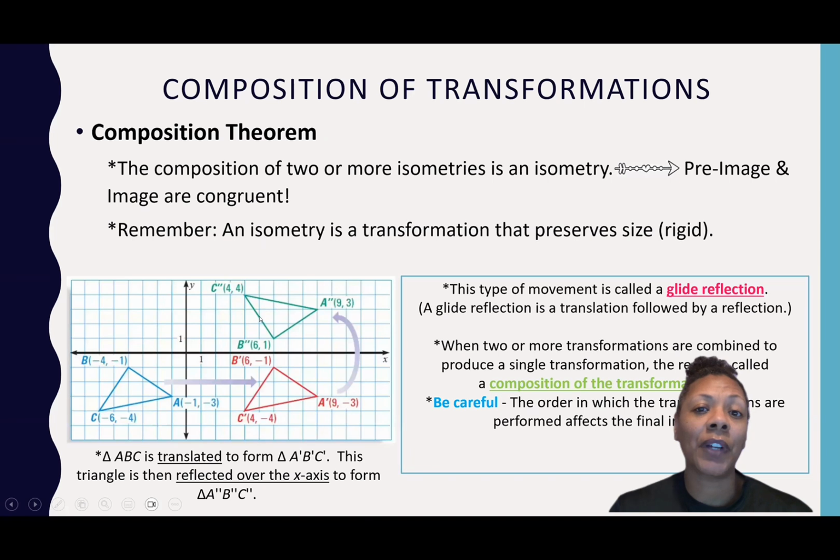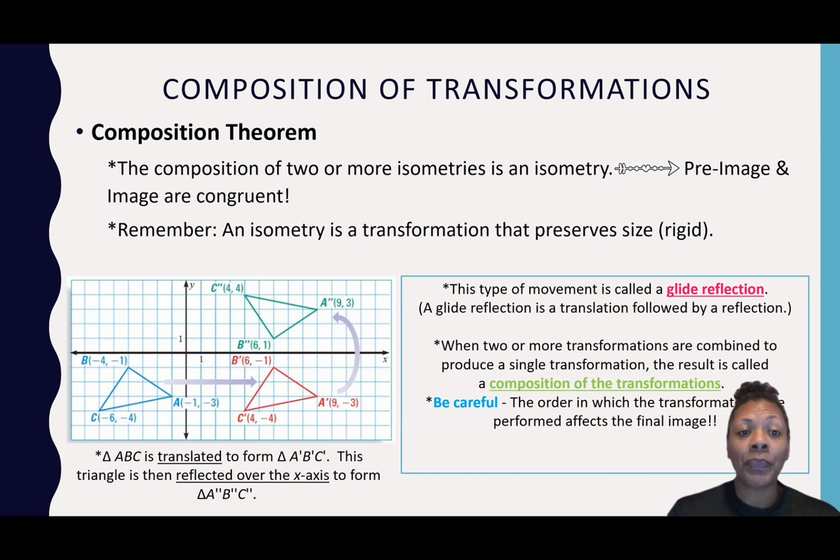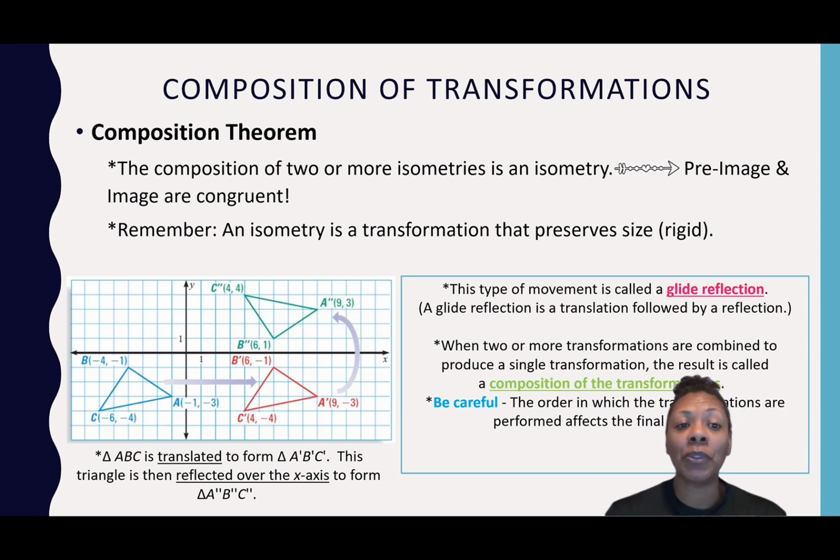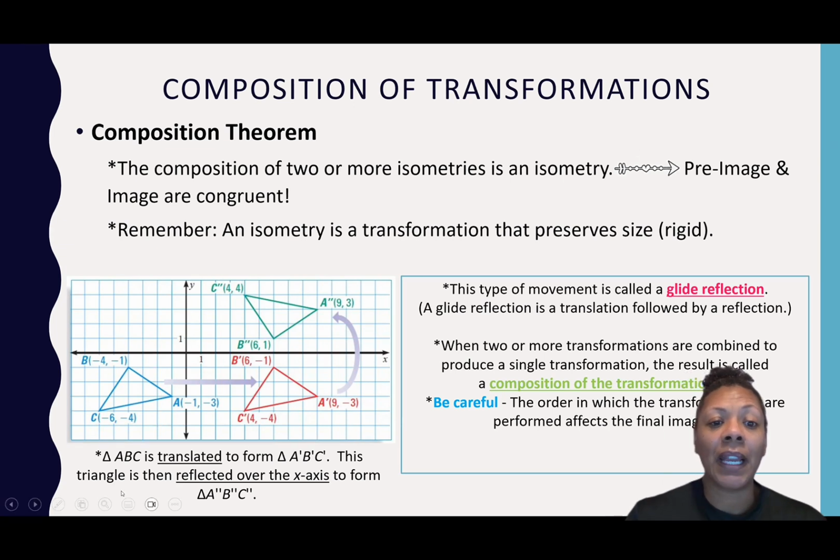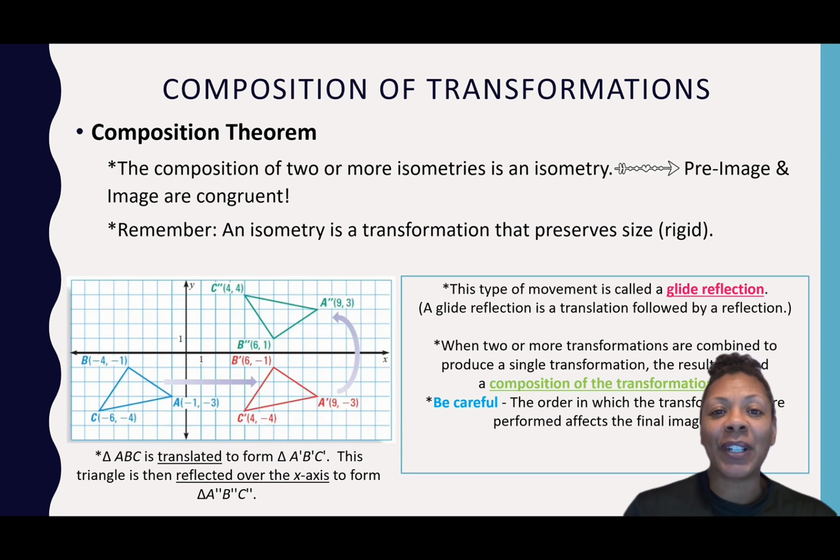We want to identify our pre-image, and looking at the coordinate plane that's provided for us, the pre-image is the one that's in blue, and I know that because it does not have any prime symbols next to it. A composition of transformations is going to consist of two isometries. All of the images should be congruent. So I have a first image and a second image. Let's recall that your isometry transformations are rigid, and therefore they preserve the size.